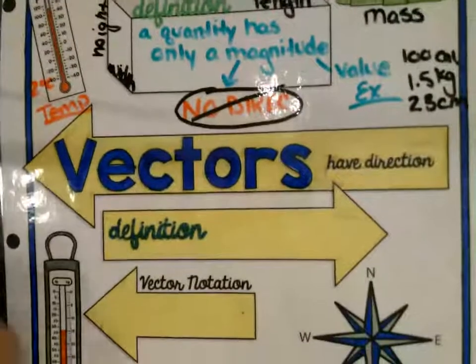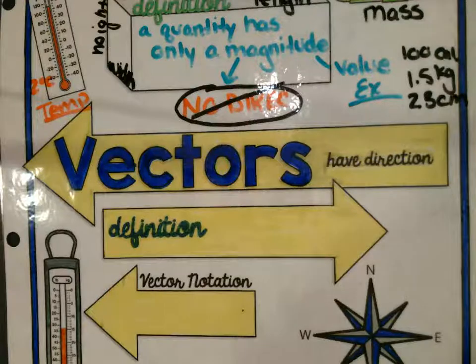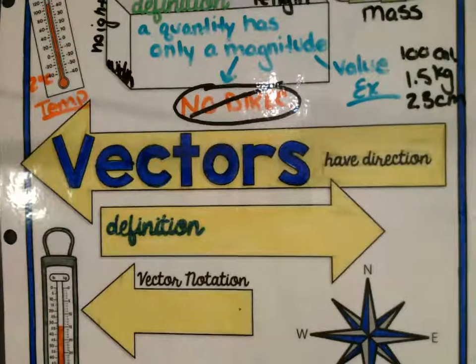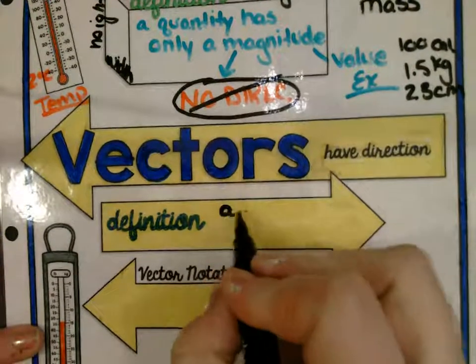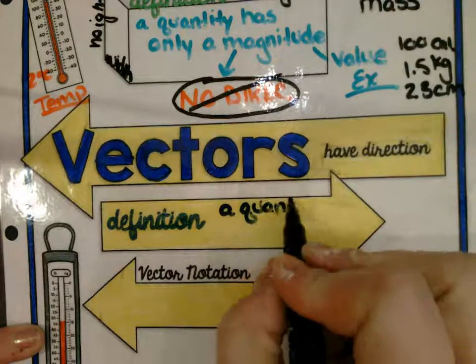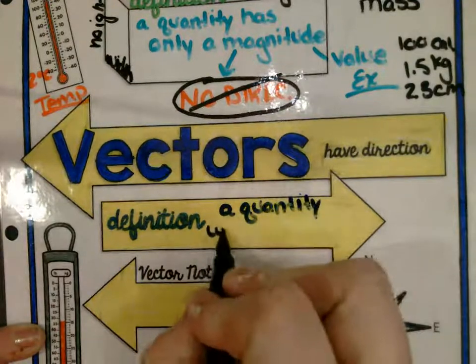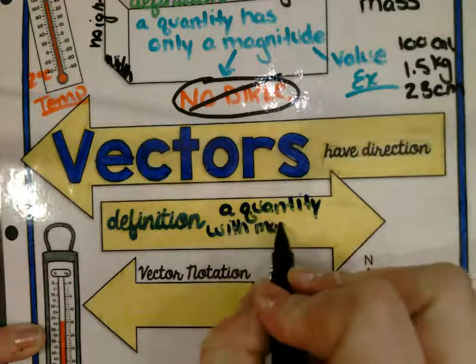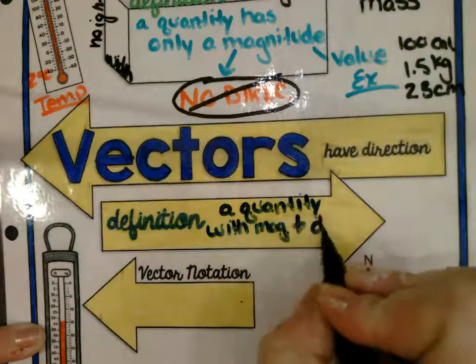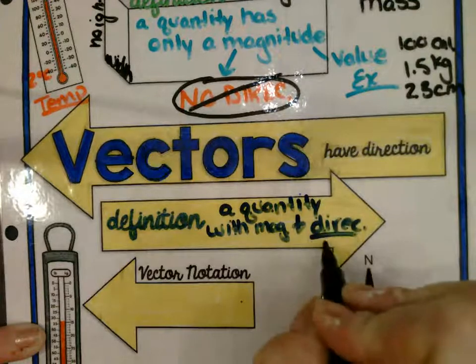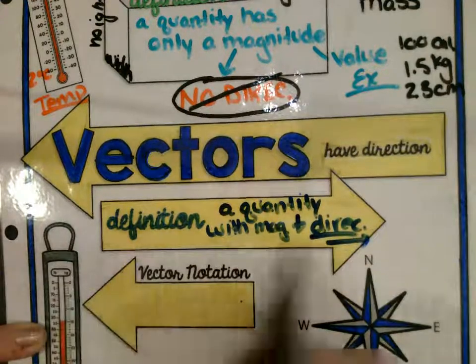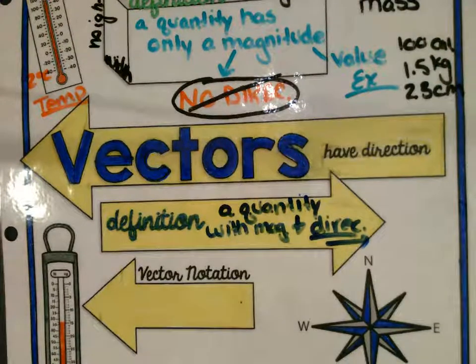Vectors are like a scalar, but they have direction. So our actual written definition of a vector is a quantity with magnitude and direction. And that direction piece is really important. That's why there's arrows all over the bottom of this page. We're going to spend a lot of time in physics talking about vectors, what direction they're going in. It's going to play a really, really big part about what we do in this class.